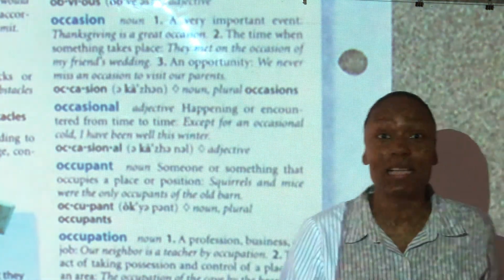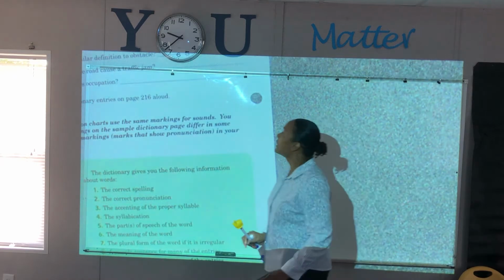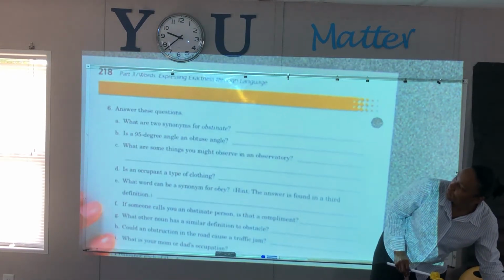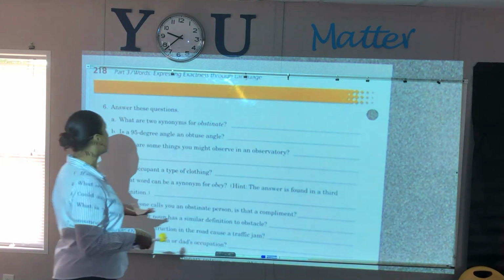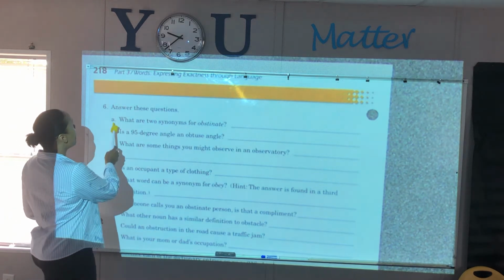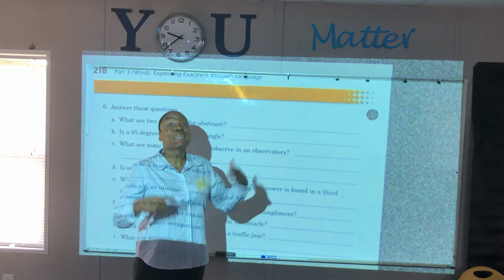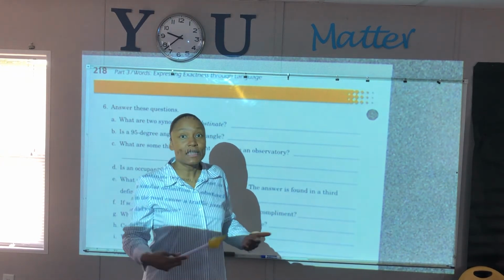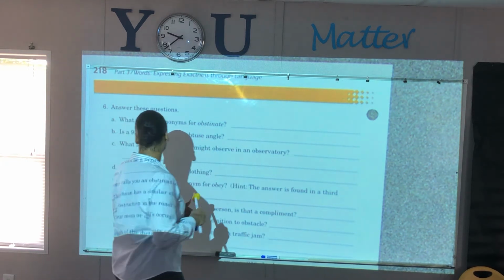And the last page that you'll be working on today is page 218. And you're simply going to answer whatever question is being asked. So we can choose a random one. A says, what are 2 synonyms for obstinate? Now, a synonym is basically a word that means the same. And you will see examples of that again when you go back to page 216.